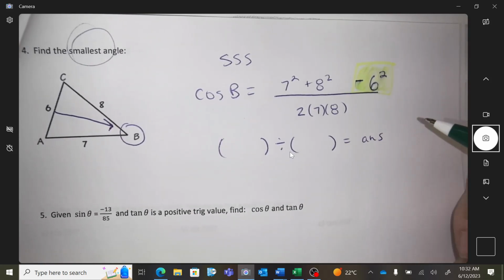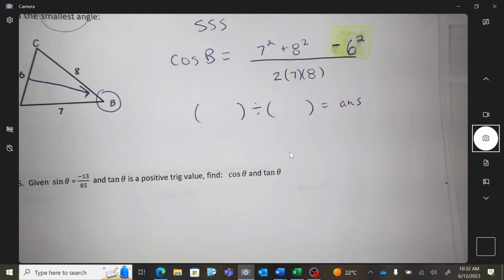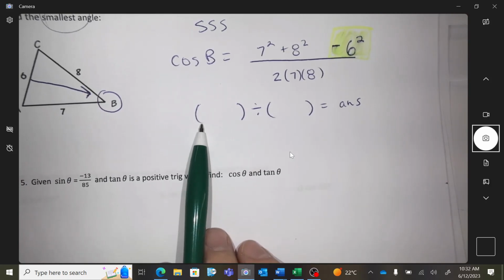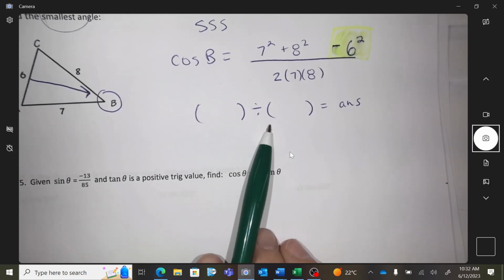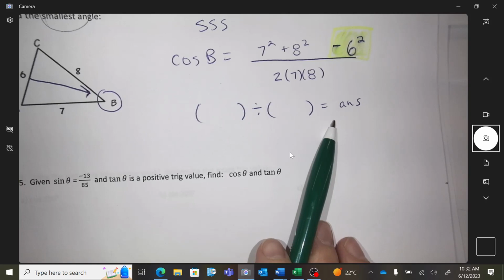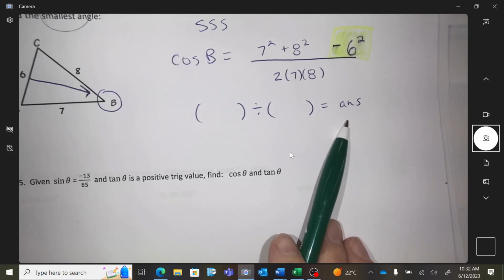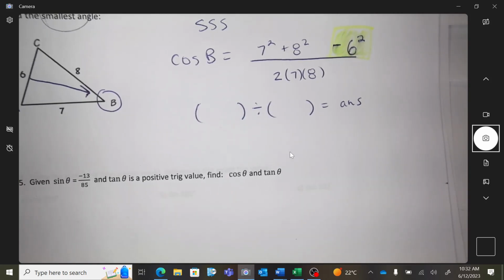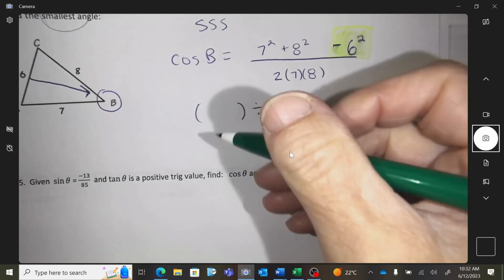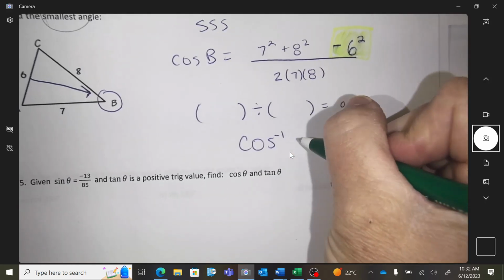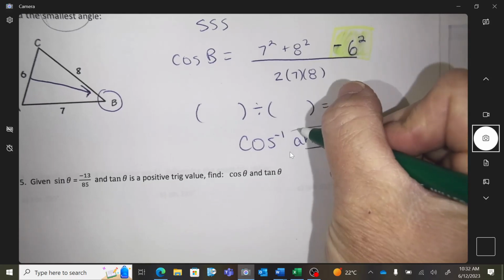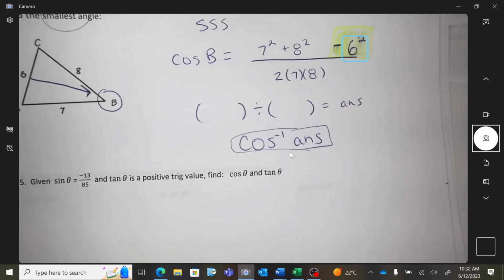Did you find it? Oh, yeah. Okay. So when I type this in, I'm going to have the top in brackets divided by the bottom in brackets and get something. Then I'm finding an angle, so I will do cos inverse answer button. Okay, those would be the steps.